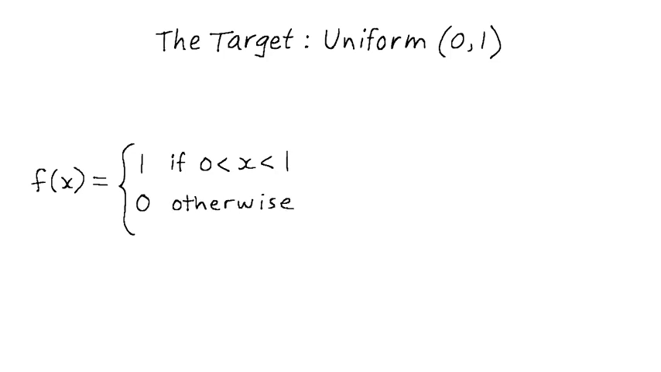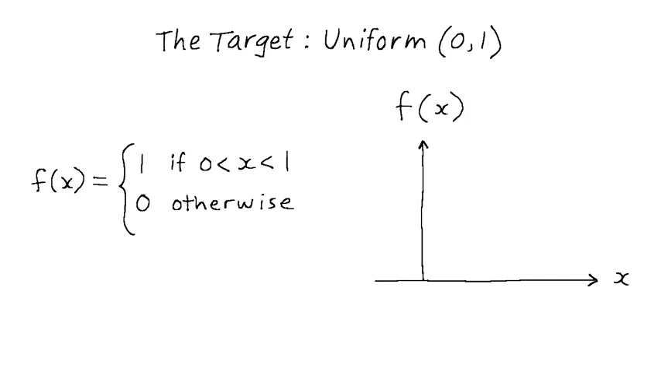Its probability density function f of x takes a value of 1 whenever x lies strictly between 0 and 1, and takes a value of 0 otherwise. The graph of this probability density function is easy to sketch. It's simply a horizontal line at height 1 that extends from x equal to 0 to x equal to 1. Of course, it hugs the horizontal axis everywhere else.